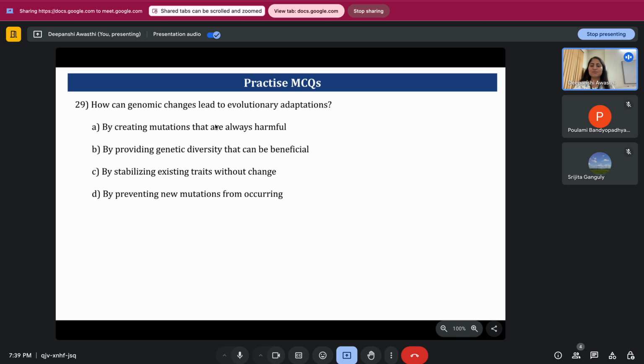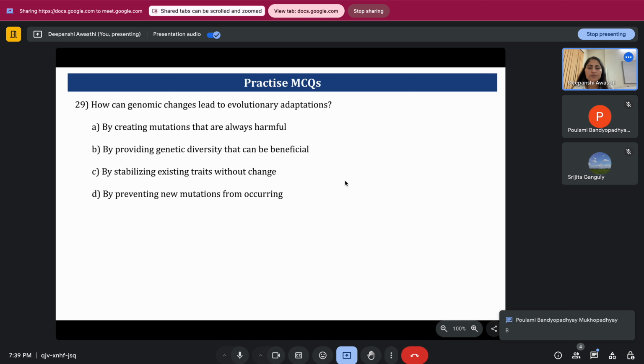Okay, next question. How can genomic changes lead to evolutionary adaptations? Option A, by creating mutations that are always harmful. Option B, by providing genetic diversity that can be beneficial. Option C, by stabilizing existing traits without change. And option D, by preventing new mutations from occurring. So how can they lead to evolutionary adaptations?